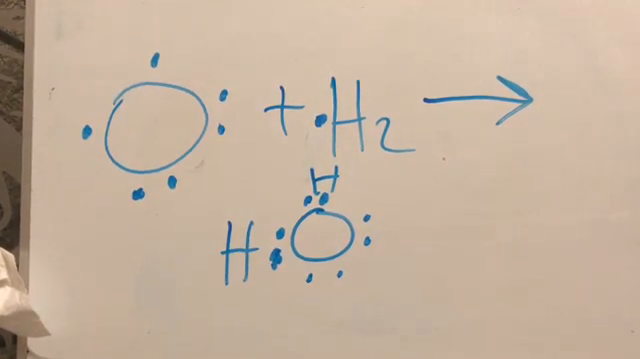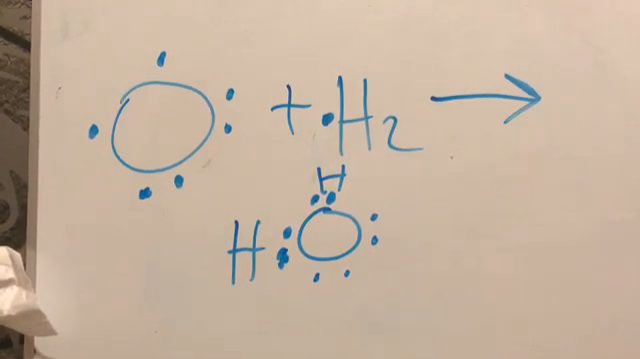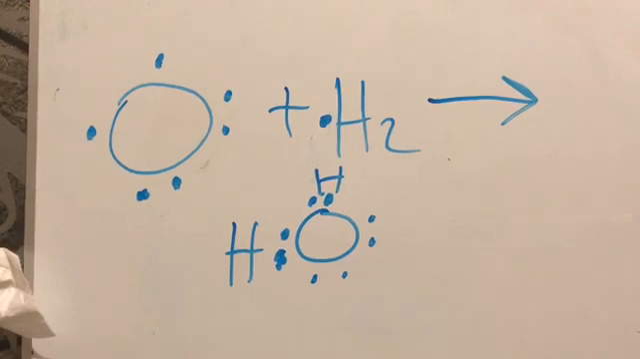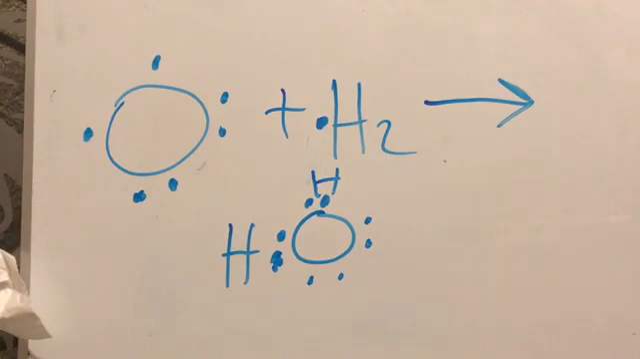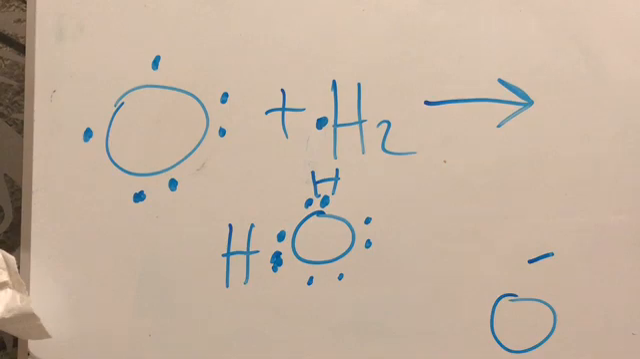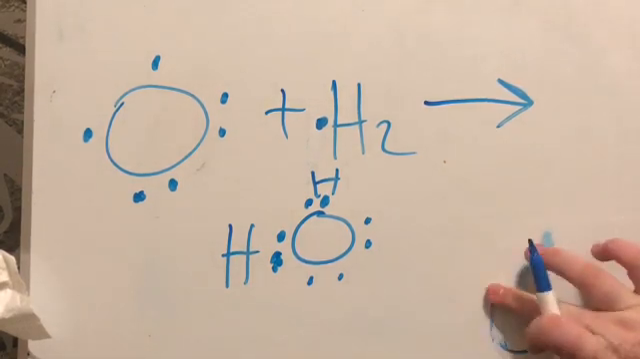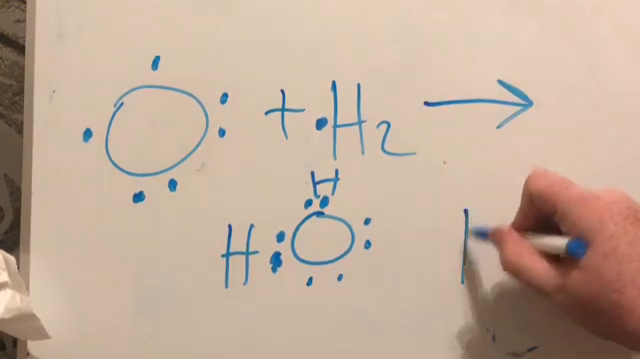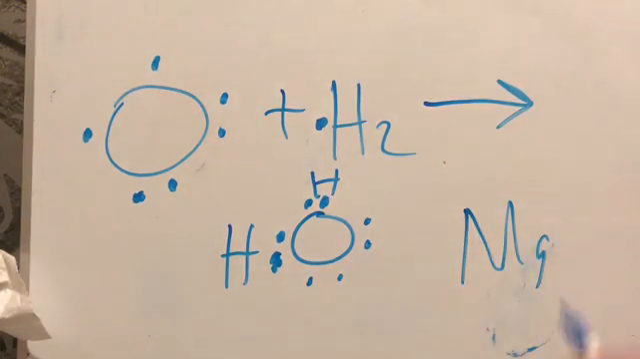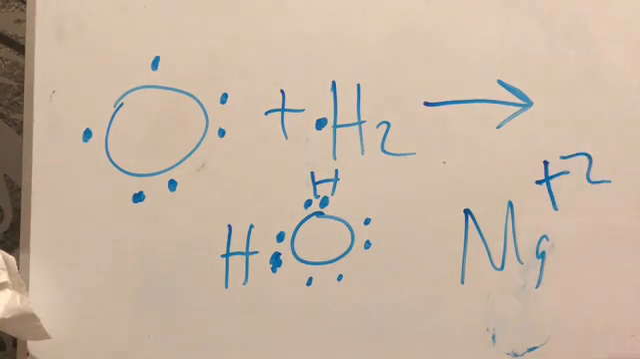Also, a thing I forgot to mention in the ionic section is that, if you receive an electron like O does, you have a negative charge. And if you give away an electron like Mg does, you're going to get a positive charge. In this case it is +2, and in the case of O, it is -2.